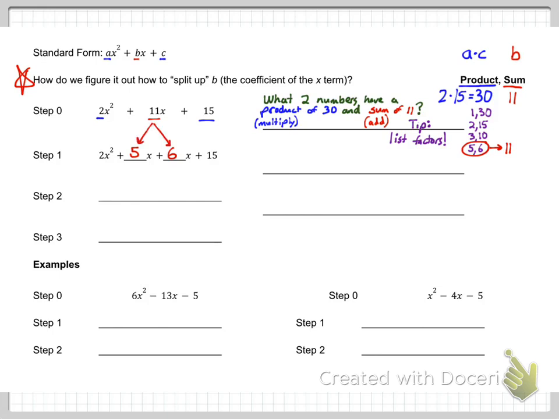Now, notice I didn't put the x's there, but that's because we're just filling in the blanks here. You always need to write the x's on those two.